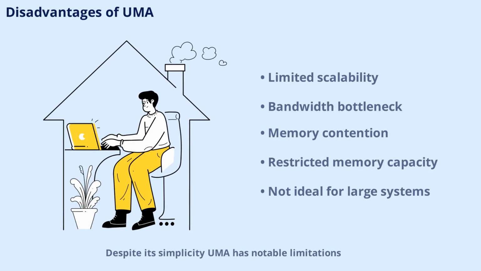Despite its simplicity, UMA has notable limitations. As more processors are added, they must compete for the same memory bus, leading to contention and reduced performance. The shared bus also limits the total bandwidth available, which can be a problem for memory-intensive applications. Furthermore, the total memory capacity is restricted, since all processors share a single memory pool. These factors make UMA less suitable for large-scale or high-performance systems, where scalability and bandwidth are critical.